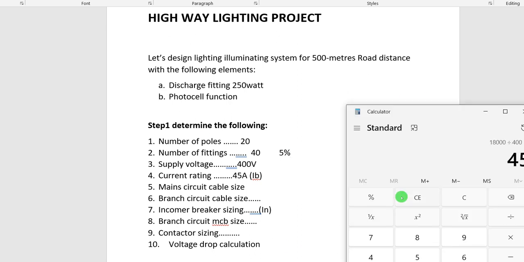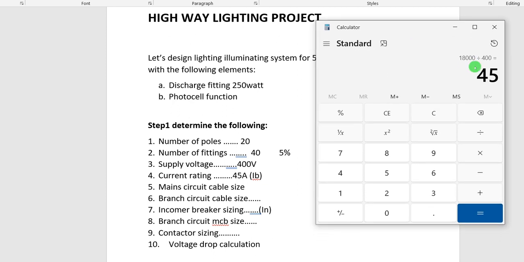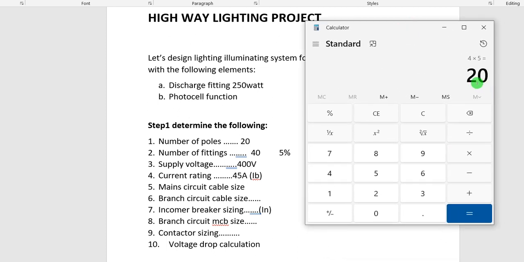Let's do that. Since we are giving the voltage drop limitation to be 5%, and our declared voltage is 400, 400 divided by 100, times 5, so we are having 20 volts. That is our limitation now. So don't go higher than 20 volts voltage drop.